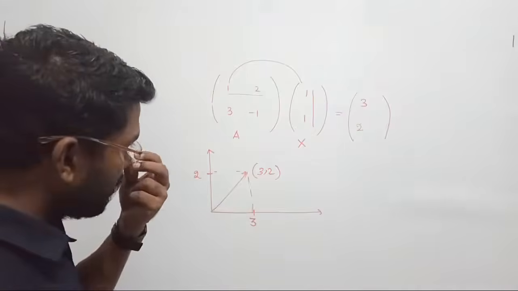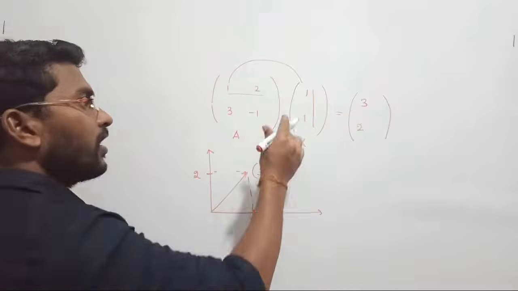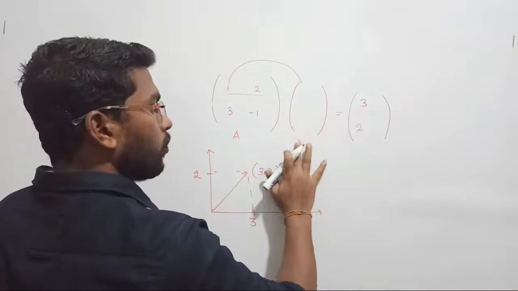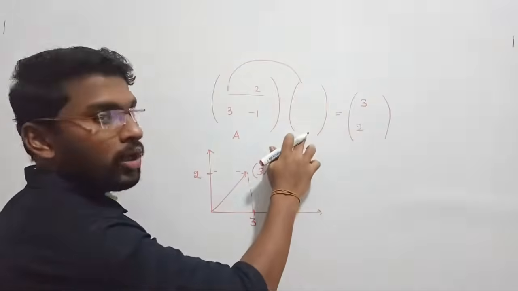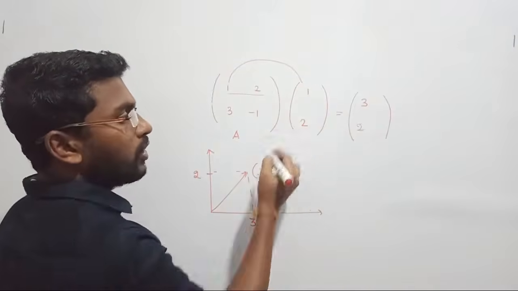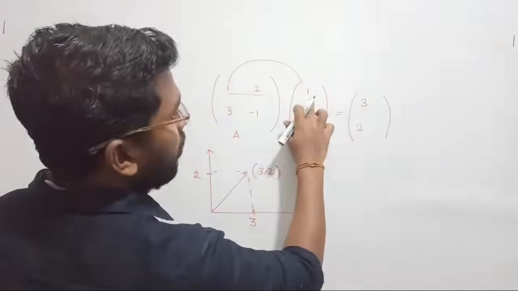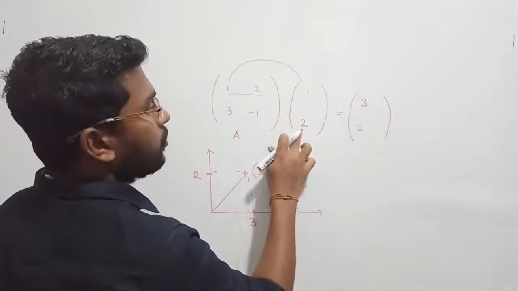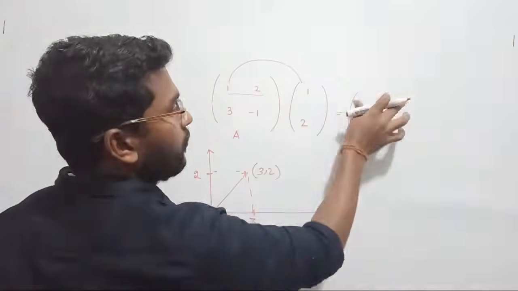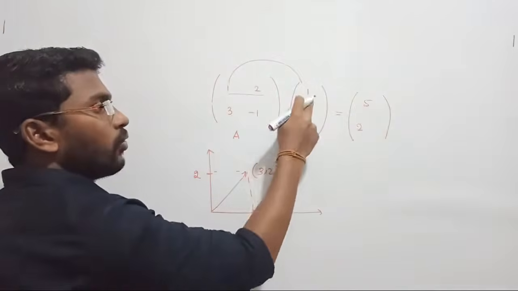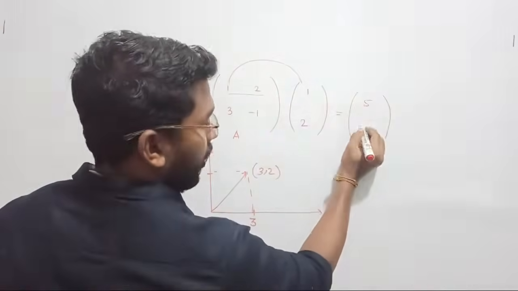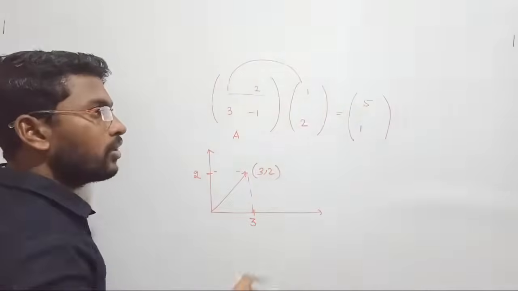Now I would like to change the position of this satellite. For that I am changing this variable now. Instead of keeping 1 and 1, I would like to keep 1 and 2. Shall we see? Let's see what happened. 1 into 1 plus 2 into 2 will become 1 plus 4, which gives you 5. 3 into 1 minus 2 will give you 1. Such that the new position will become 5, 1.